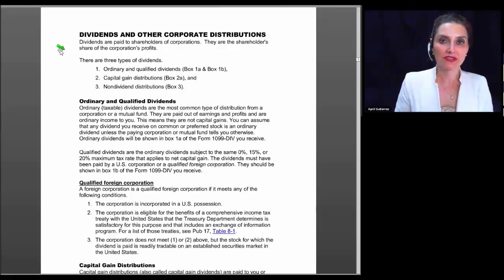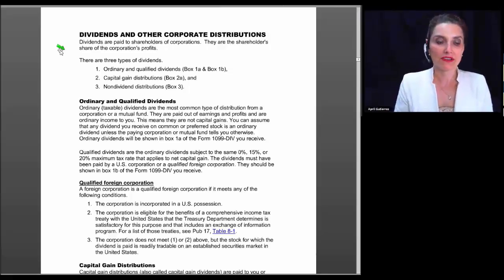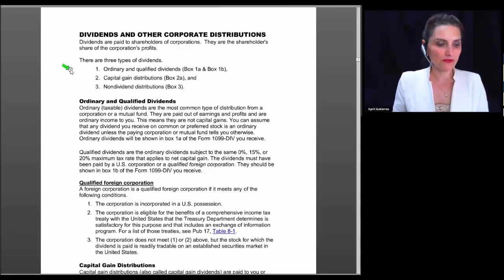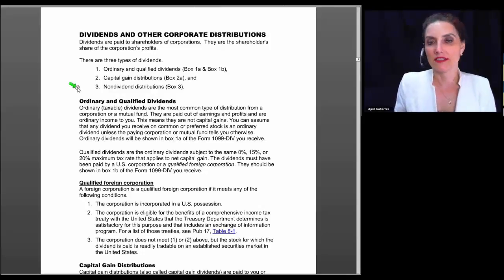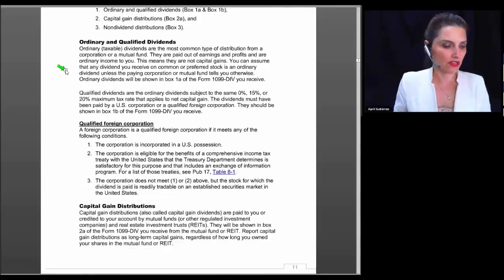But another reason to own stock in corporations is to share in the profits of the corporation. So if you purchase stock in AT&T and hold on to it long enough, and AT&T is profitable, it's going to issue a profit share, and it does so in the form of something called a dividend. And there are three types of dividends. There are ordinary and qualified dividends, there are capital gain distributions, and there are non-dividend distributions.